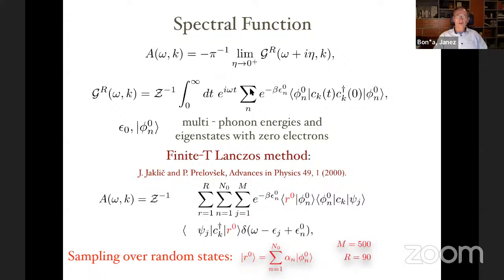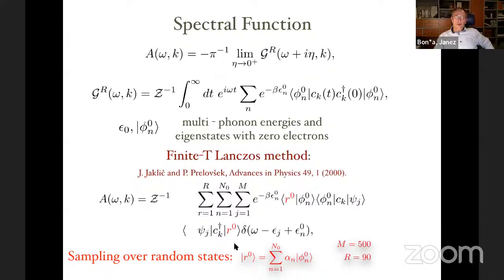So in this first part, as I said, I will look at the spectral function. Which means that you create an electron on a state that has no electrons here, but it can of course have phonon excitations. And this I will do at finite temperature. Now, to do this trace, you need a lot of elements. So what one can do is use this finite temperature Lanczos method, where you can replace these states with random states, just composed of some random combination of pure phonon states. And then you have to do sampling over these random states.